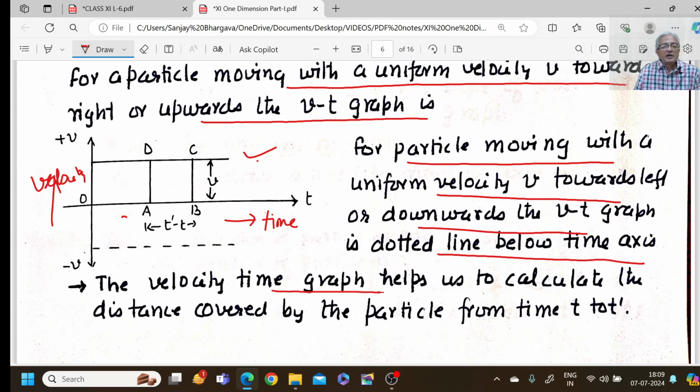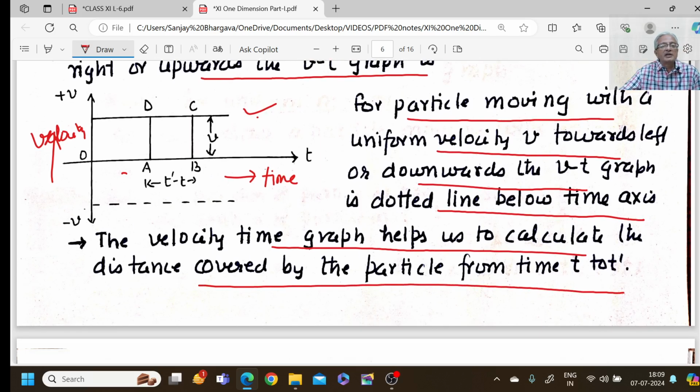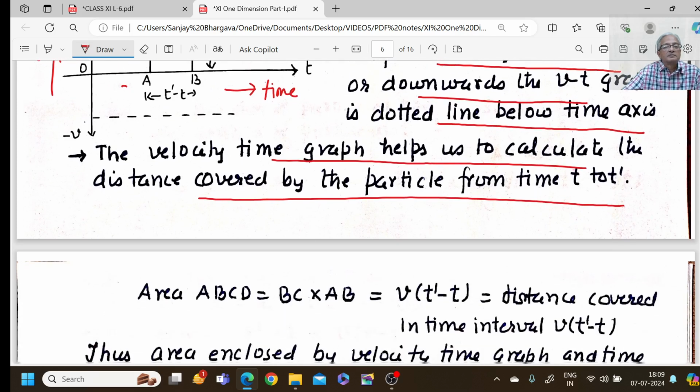The velocity time graph helps us to calculate the distance covered by the particle from time t to t dash. It can always be calculated as the area under the curve ABCD. So area ABCD is equal to BC into AB, that is v into t dash minus t, and that is the distance covered in the time interval t dash minus t.